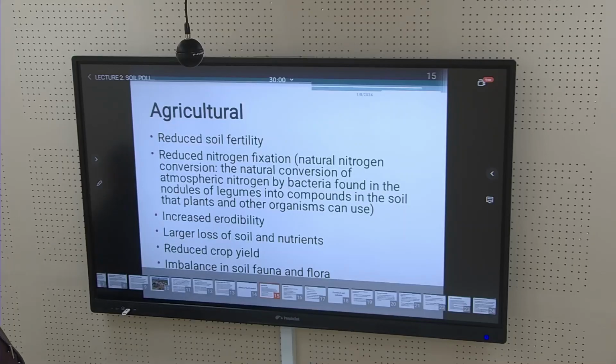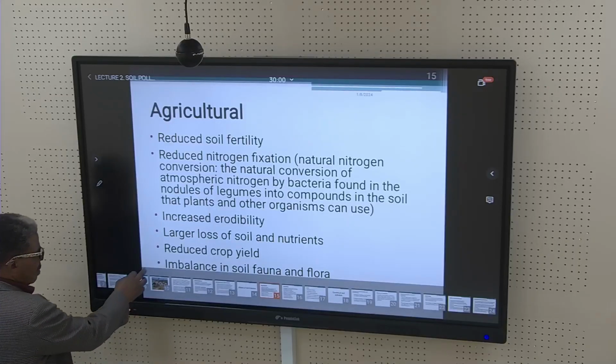Okay, also in agriculture, there's large loss of soil and nutrients, increased erodibility, and reduced crop yield. That means production will be low. There is also imbalance in soil fauna and flora, because of the presence of this pollution, the fauna and flora won't multiply easily as natural.